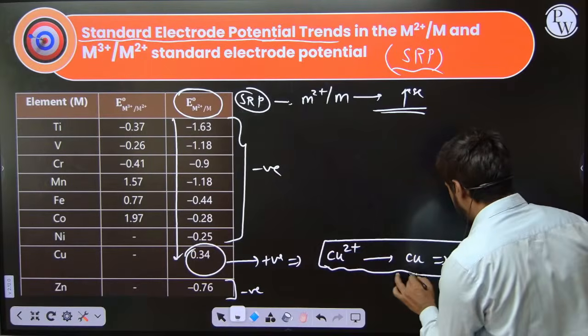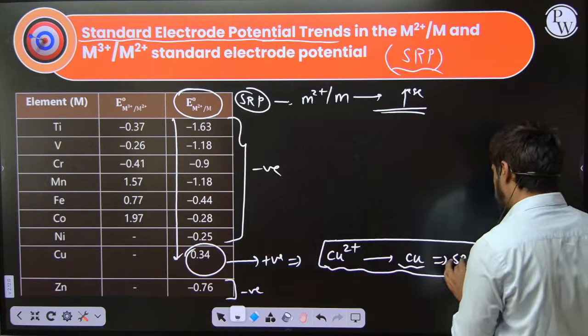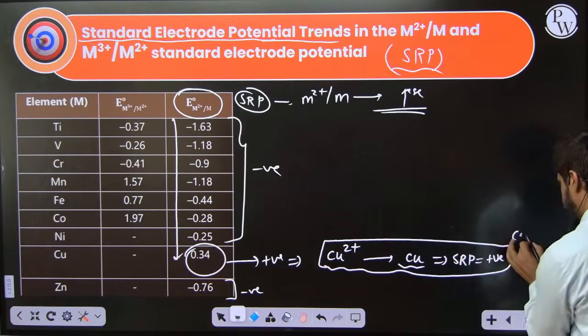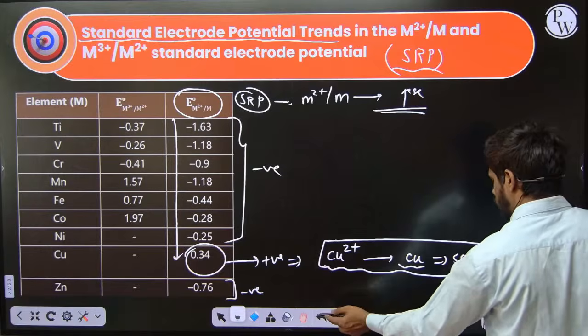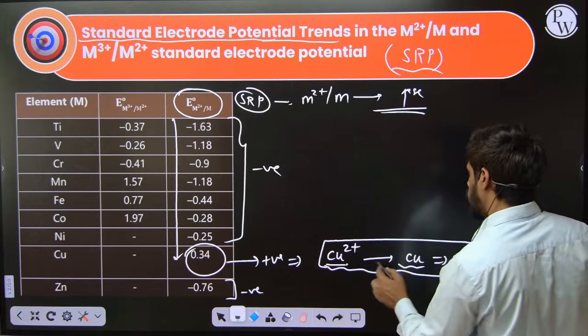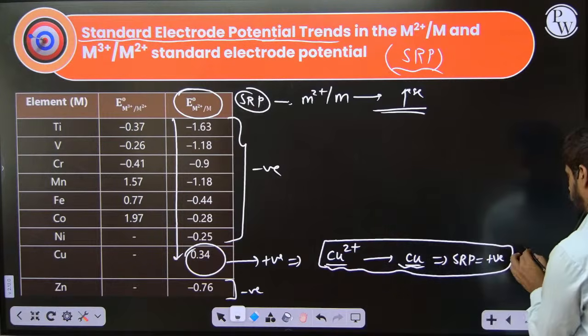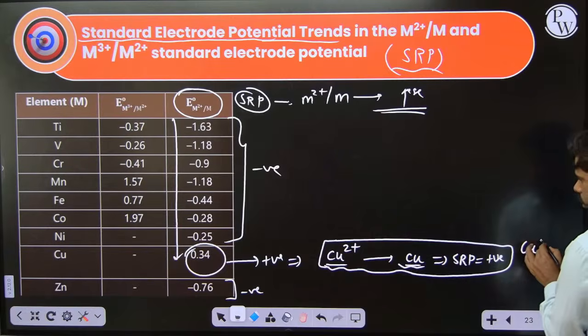If it is feasible, we can say the reduction of copper 2 plus to copper is feasible. As we can see here, copper is more stable than copper 2 plus.